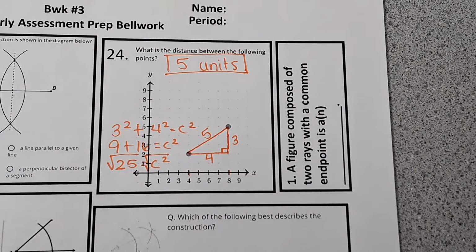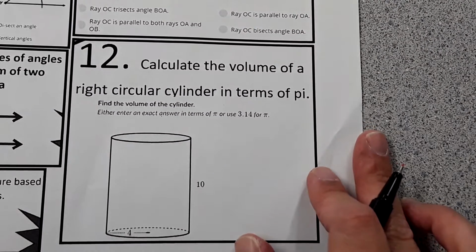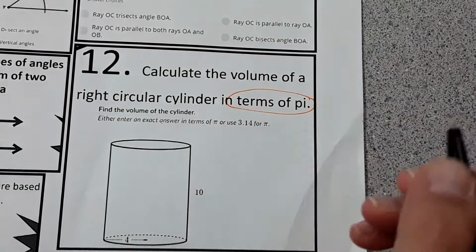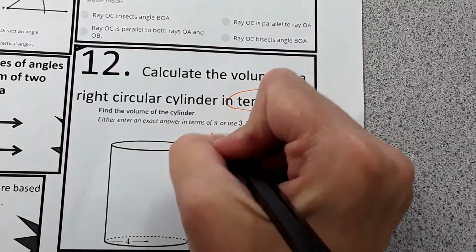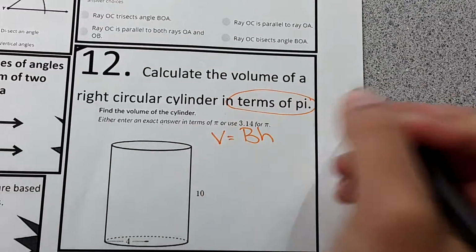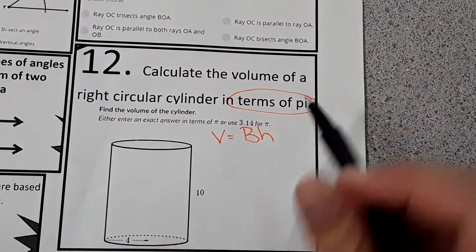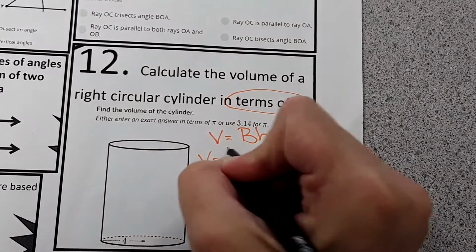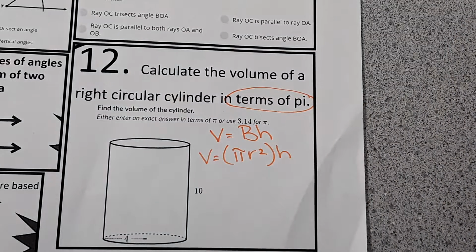Okay, next. Drew. 12. Calculate the volume of a right circular cylinder in terms of pi. That's key too. Okay, so to find the volume of a cylinder, what you're going to pull off the reference sheet is volume equals area of the base times the height. This capital B stands for area of the base, which in our case is a circle. So the area of a circle is pi r squared, and that is not on the reference sheet. You have to have that memorized. So practice that as much as you can.